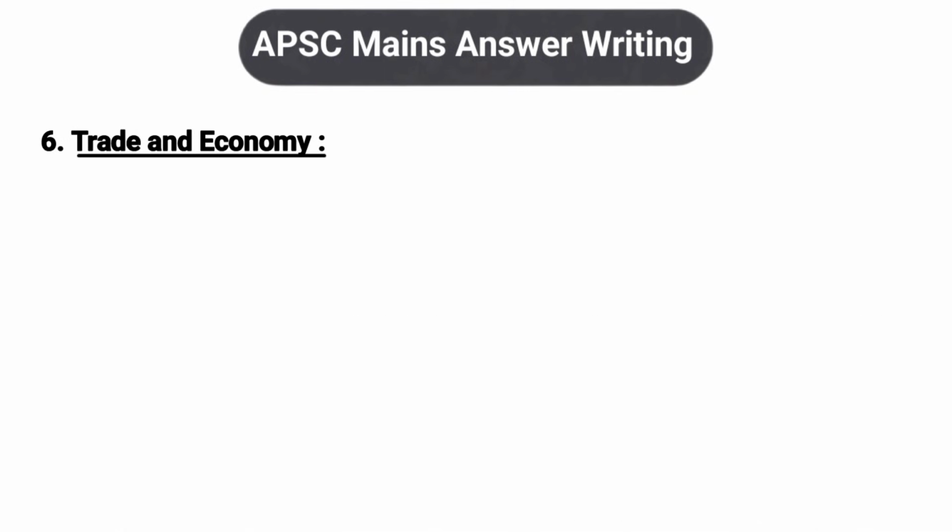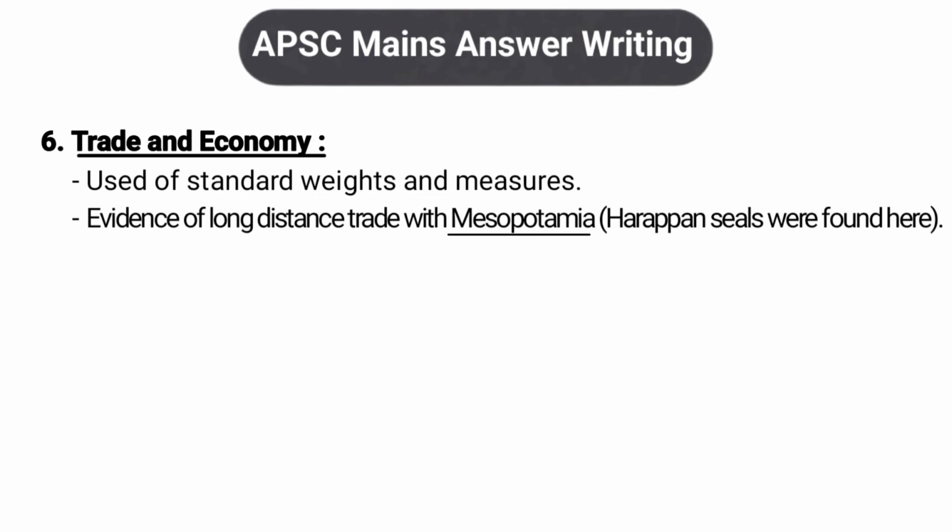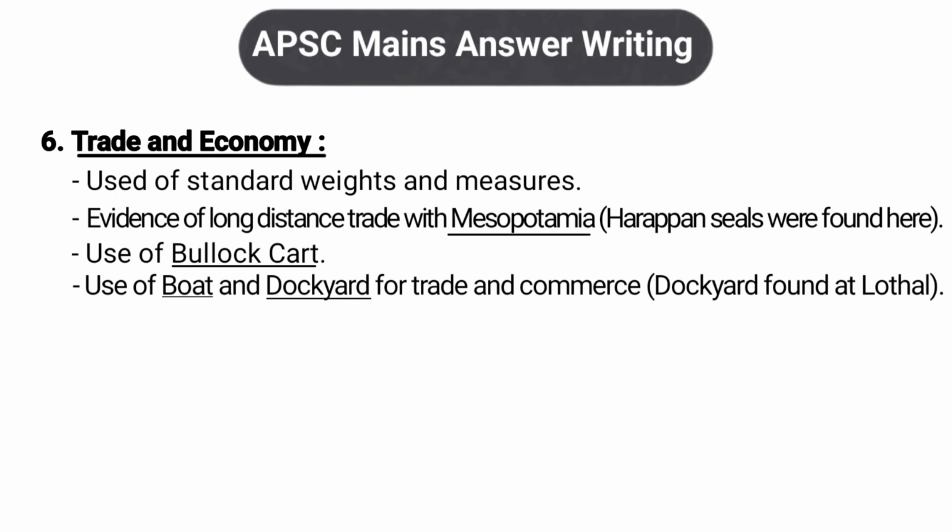Next, trade and economy. Write use of standard weights and measures. Evidence of long distance trade with Mesopotamia. Use of bullock cart. Use of boat and dockyard for trade and commerce. Use of barter system. These are high value keywords for examiners: Mesopotamia, bullock cart, boat, dockyard, and barter system. Always mark these keywords with an underline.